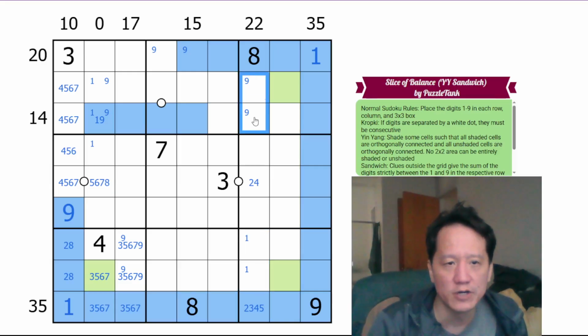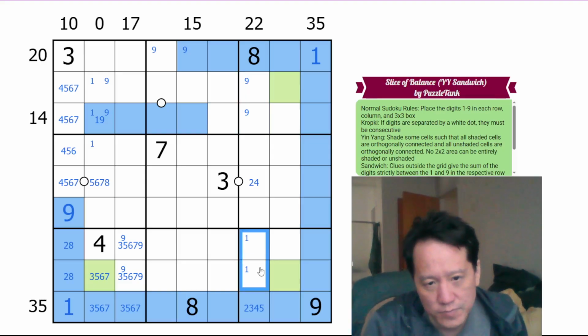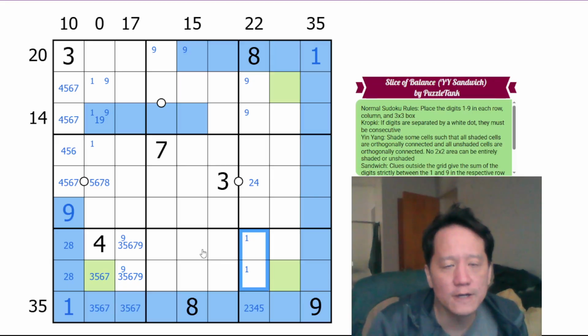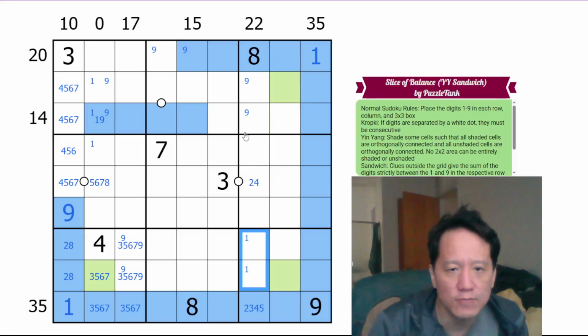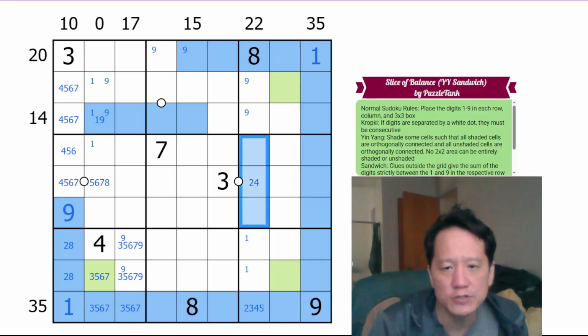So this is 9 or 1. This is guaranteed to be 9 as one of these digits. One of these is 1. One of these is 9. This is 1 here. That means these are all 9. One of these can be 9. One of these can be 1. But all of these are in the sandwich. So these are all in the sandwich here.